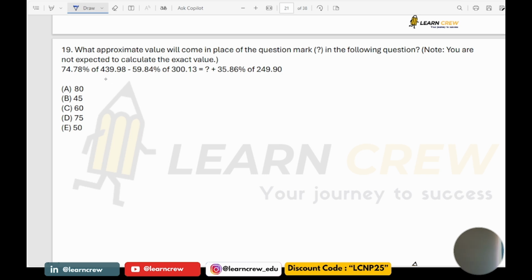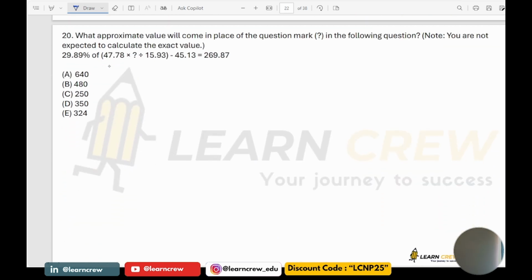74.78 percentage means approximately it is 75 percentage. 75 percentage means 3/4. 3/4 of 440 is 330. 60% of 300 is 180, is equal to x plus 36% of 250. 36% of 250 is how much? 90. Now 150 minus 90. So the answer is 60. Answer is 60. Next, question number 20.